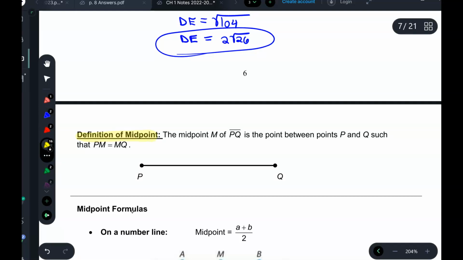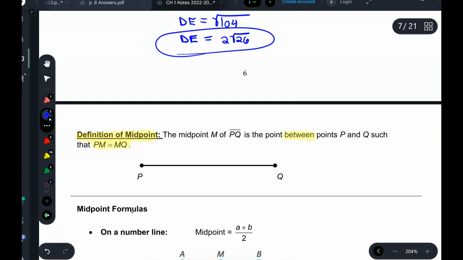Definition of midpoint. Think about the first part of the word: mid. It's in the middle. You'll notice this word between. We talked about betweenness in 1.2. What does it mean to have a point between? It's got to be collinear, and this part plus this part has to equal the whole thing. I also want to make sure that the segments are equal to each other.